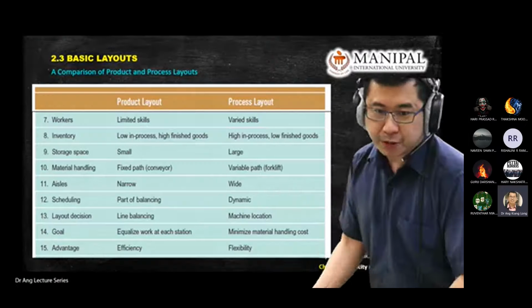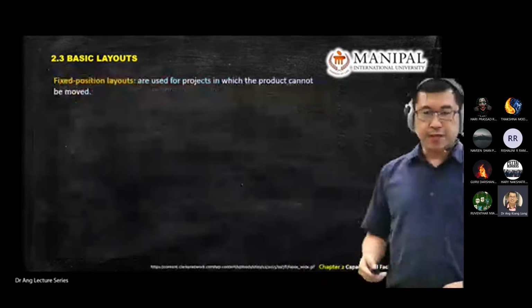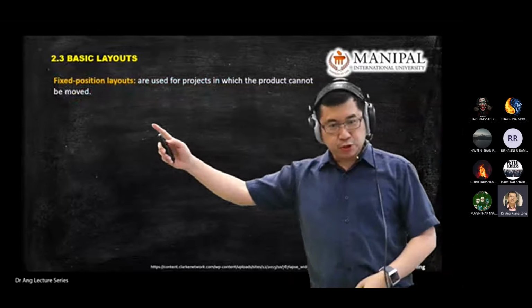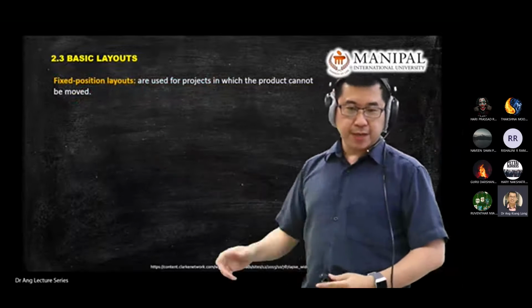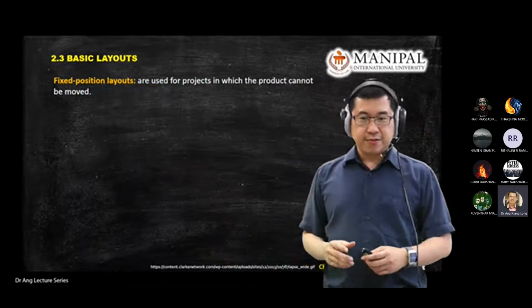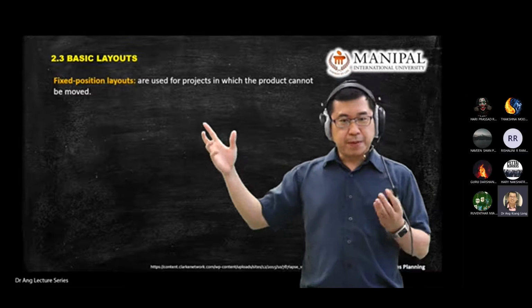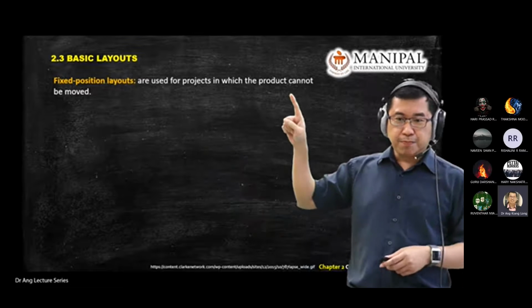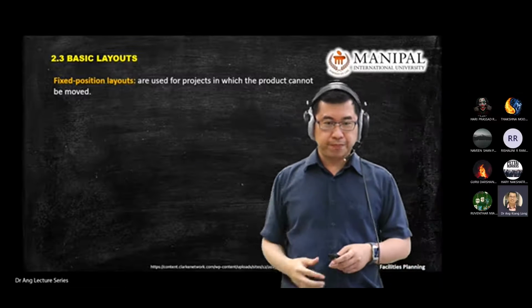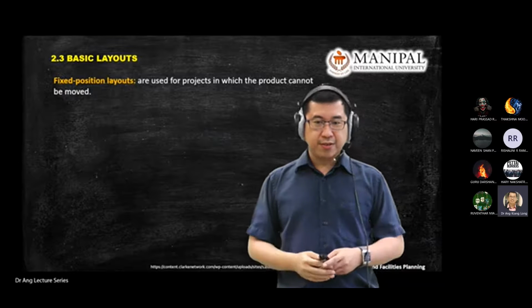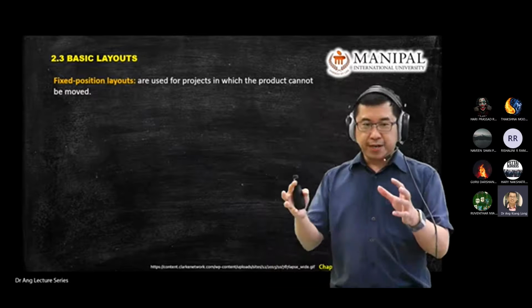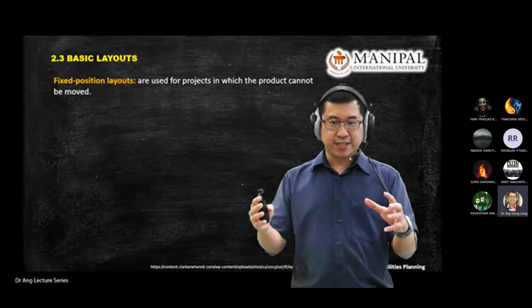Comparison between product and process. The next one I'll introduce to you is the fixed position layout. From the wording itself, it tells you that there's a fixed position. What do I mean by fixed position? It means the product cannot be moved. Fixed position layout means that the assembly of your products cannot be moved.